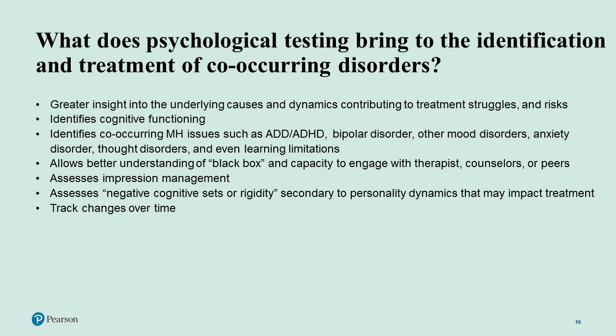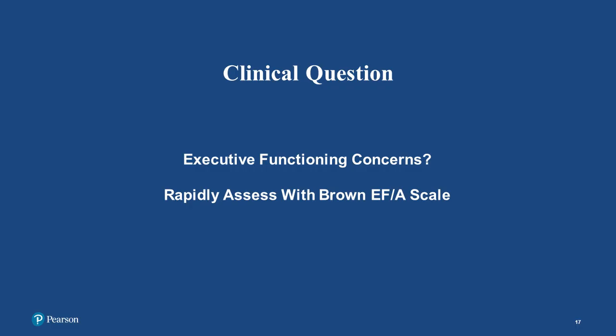And so there's been some pretty fascinating research out of, I think, Texas Christian University related to this that I would encourage folks to look into. And then what testing also allows us to do is to assess impression management that may be present regarding minimization of use and these types of things. As well as testing gives us information around negative cognitive sets, kind of rigid thinking, or the secondary personality dynamics that may be impacting treatment that will give us direction for the types of interventions we want to do. And then also testing allows us to track change over time, and I'll give you some samples of that in just a few minutes. So, clinical questions.